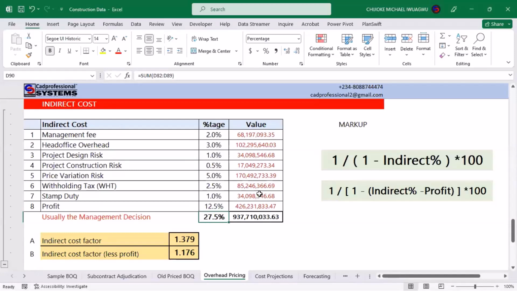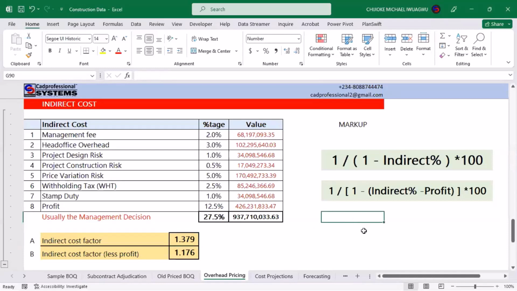And by virtue of the cost of our work, that 27.5% is equivalent to 937.71 million naira. But this is not the end of it. From this point, what we need to talk about is how to extract the actual markup factor that you'll be using to multiply any number so that you can get the equivalent of 27.5% on top of it.